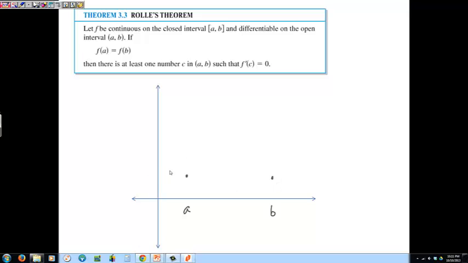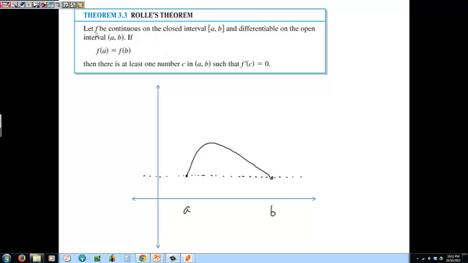All right, so that the y's of these two points are equal to each other. So f of a and f of b are the same. So some function, if I plug a in, I get the same value, and I plug b in, I get the same value. And there's some continuous graph. Let's say it looks something like that.